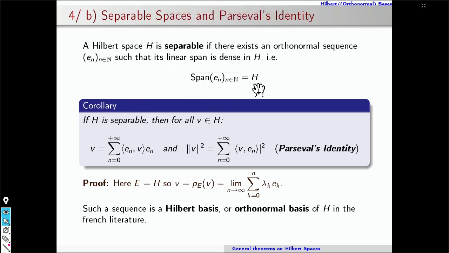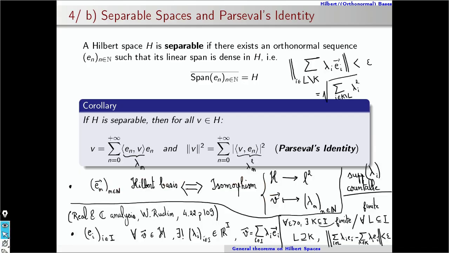This means that E is equal to the whole Hilbert space, so the projection is just the identity. Clearly, if V is already in the closed convex subset, then the point that minimizes the distance to V is V itself. And we have seen that it can be written as the limit of a sequence of projections on finite dimensional subspaces, projections which take this form. So if we have a total family that is also orthonormal, then it is called a Hilbert basis or orthonormal basis.